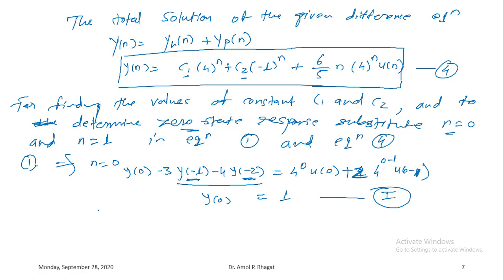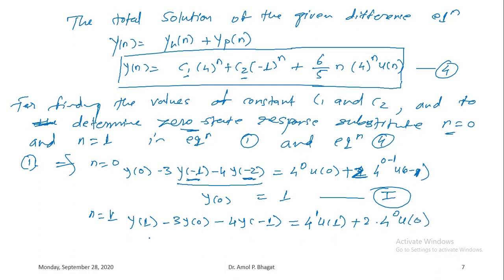Similarly, you have to substitute n is equals to 1 in the first equation. So if I am substituting n is equals to 1 in that equation, it will be y of 1, right, minus 3 y of 0, right, minus 4 y of minus 1 will be there, right, is equals to, again I am substituting n is equals to 1, okay, so it will be 4 raised to the power 1 u of 1, right, plus 2 into 4 raised to the power 1 minus 1 will be 0, right, and u of 1 minus 1 will be again 0, right? So what I will get here, it will be simply y of 1, right, minus 3, what is the value of y of 0? y of 0 is 1, so if I am substituting y of 0 as 1 here, it will be simply minus 3.